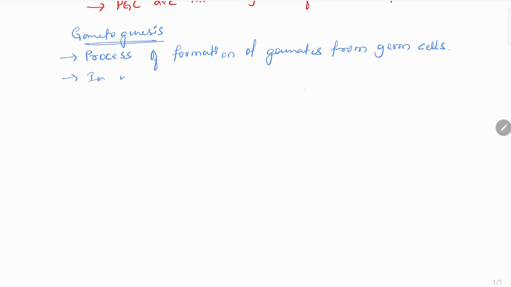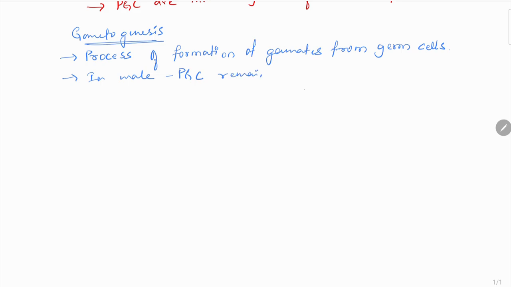Let us discuss gametogenesis now. So what is gametogenesis? It's a process of formation of gametes from germ cells, right? In male, you already know, tell me, the PGCs remain what?